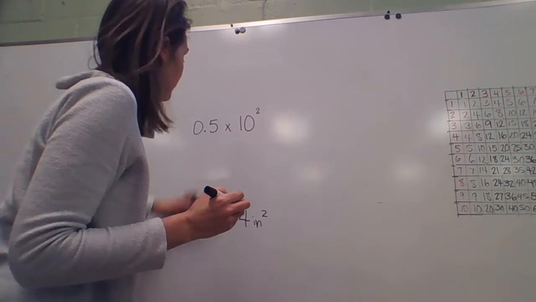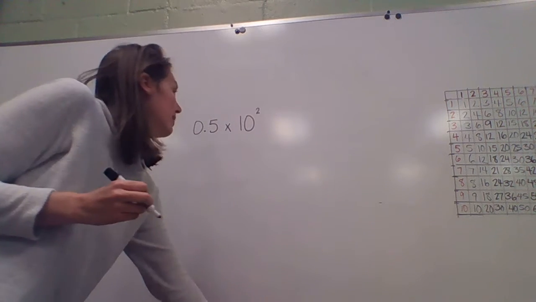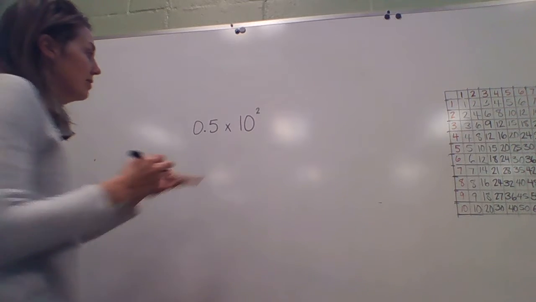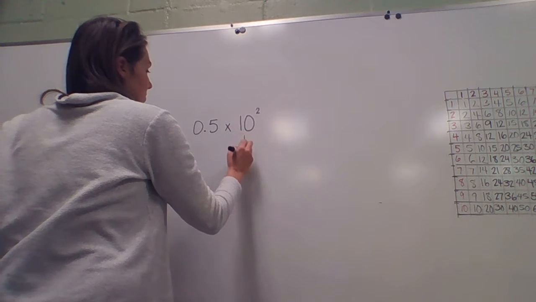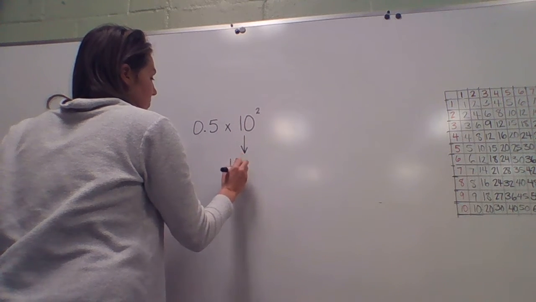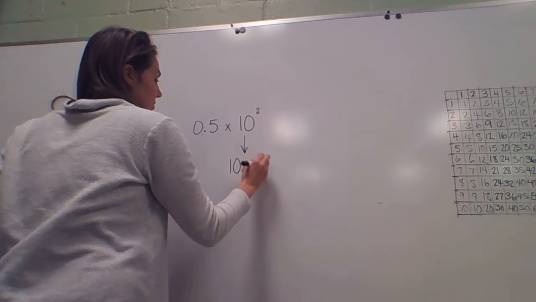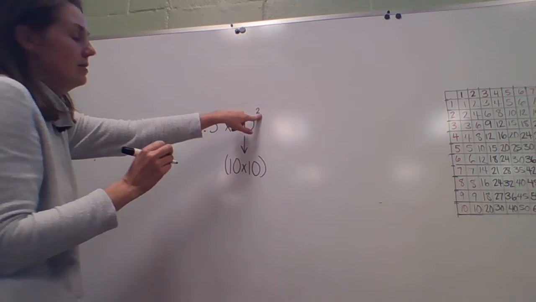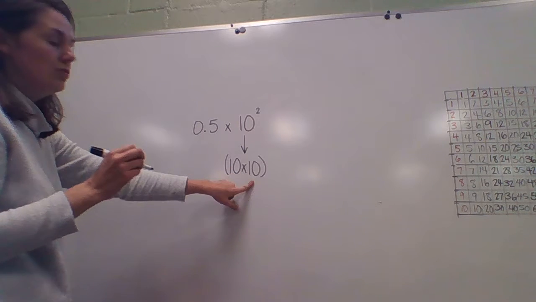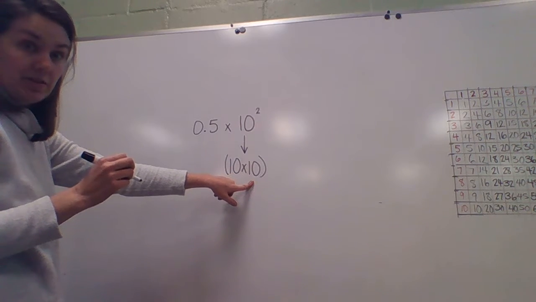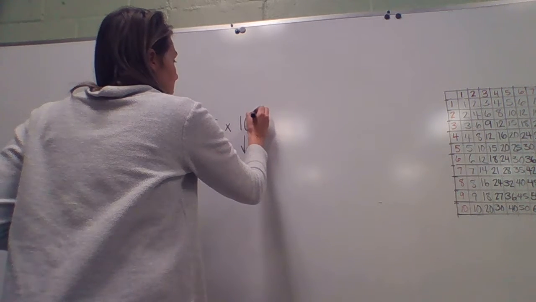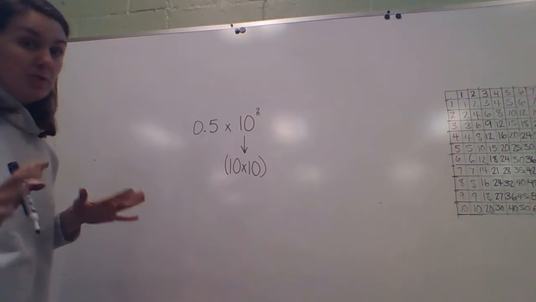So now, if I'm doing 10 squared, that's going to be like thinking of 10 times 10, right? 10 to the power of 2, I have 2 tens that I'm multiplying by each other. So this little number, remember, is called an exponent.